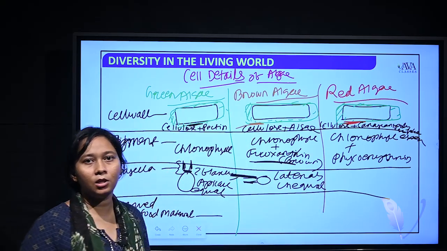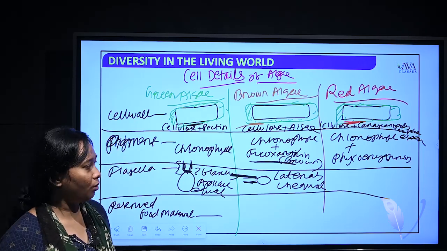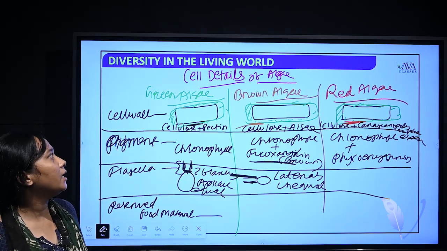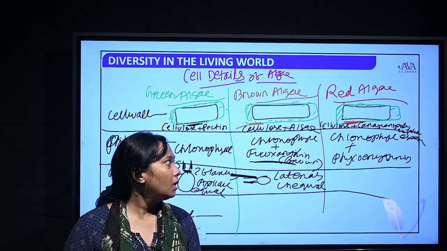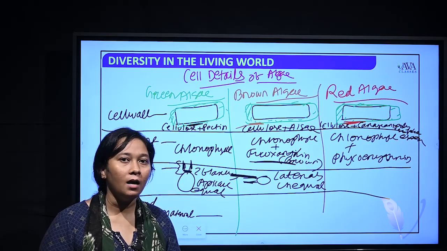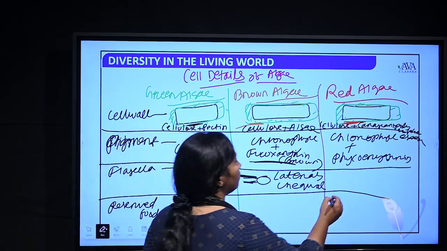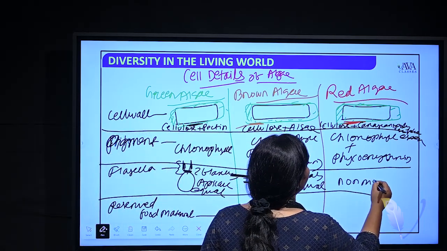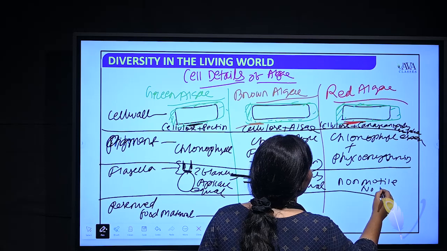But in red algae they do not have flagella, they are not motile. In brown algae and green algae, motile algae are present, but in red algae flagella are generally absent. They are non-motile, no flagella.